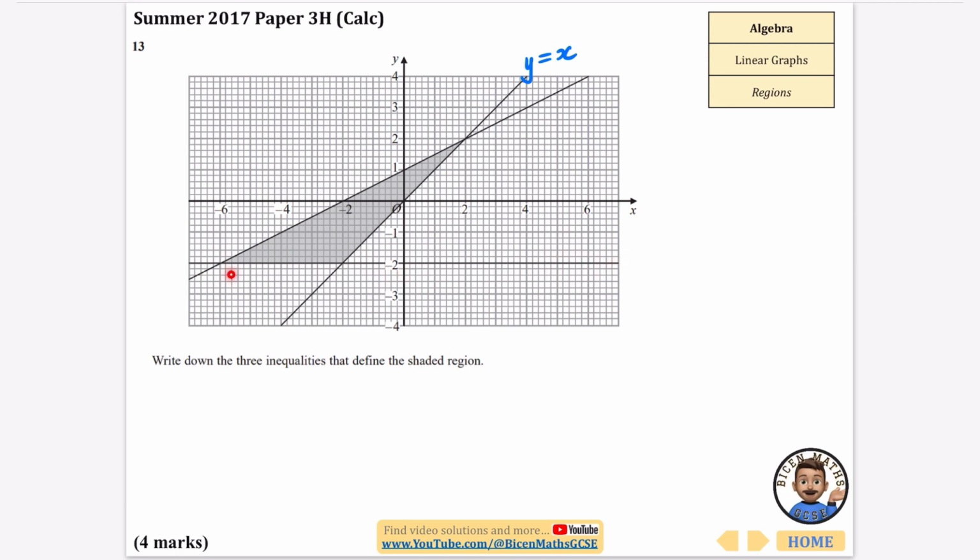Then we've got this other equation, which I think is probably just as easy. This one that we have here, it is a horizontal line passing through -2. That is y equals -2.